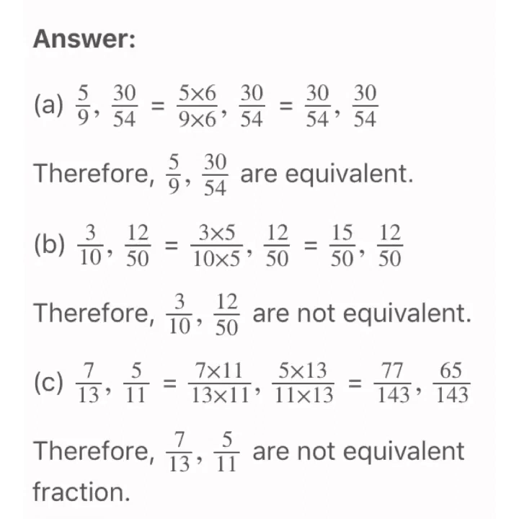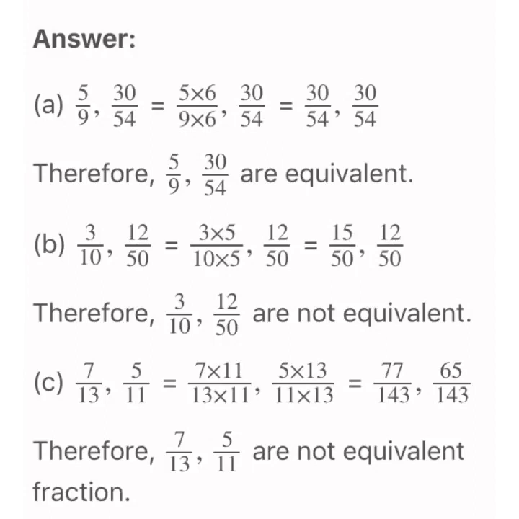Now last, 7 upon 13 and 5 upon 11. Children, here we will multiply the first fraction, that is 7 upon 13, by 11. Both the numerator and denominator will be multiplied by 11, that is 7 multiplied by 11 and 13 multiplied by 11, and here we will get the answer as 77 upon 143. And then the second fraction we will multiply by the denominator 13, that is 5 multiplied by 13 and 11 multiplied by 13, and the answer is 65 upon 143.